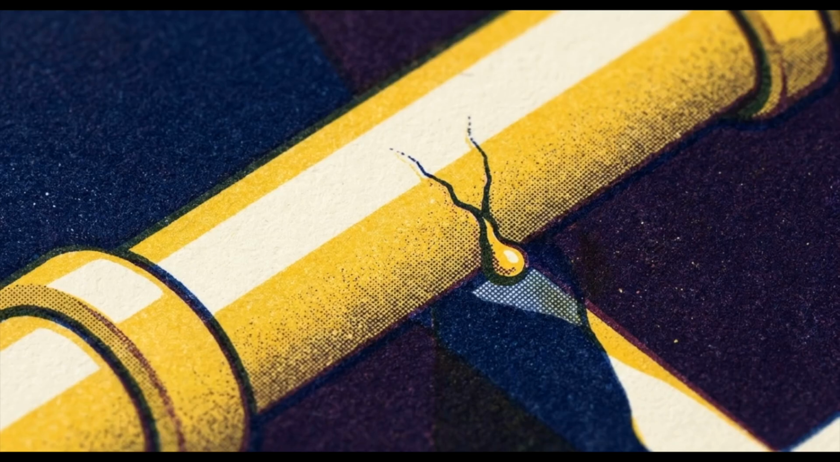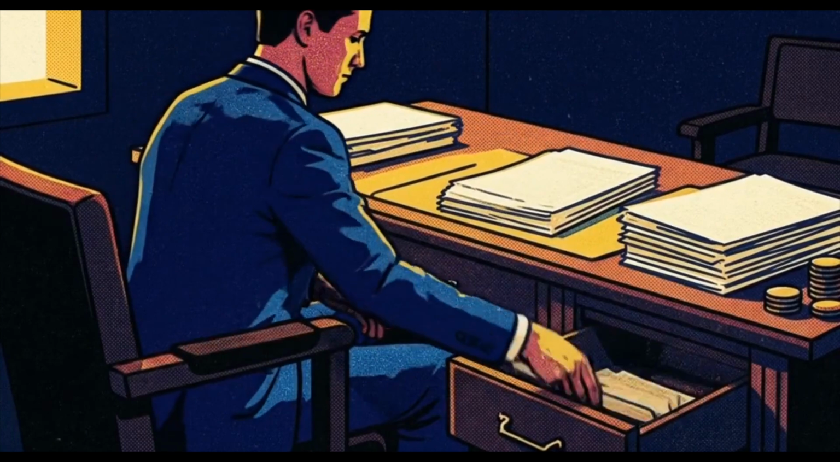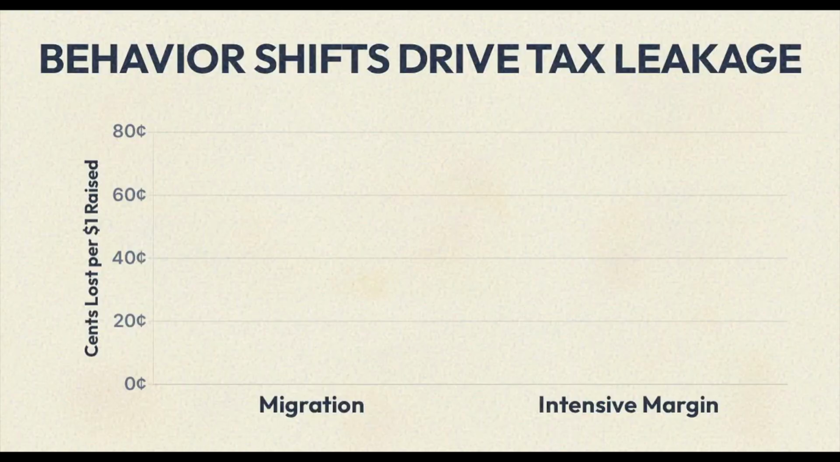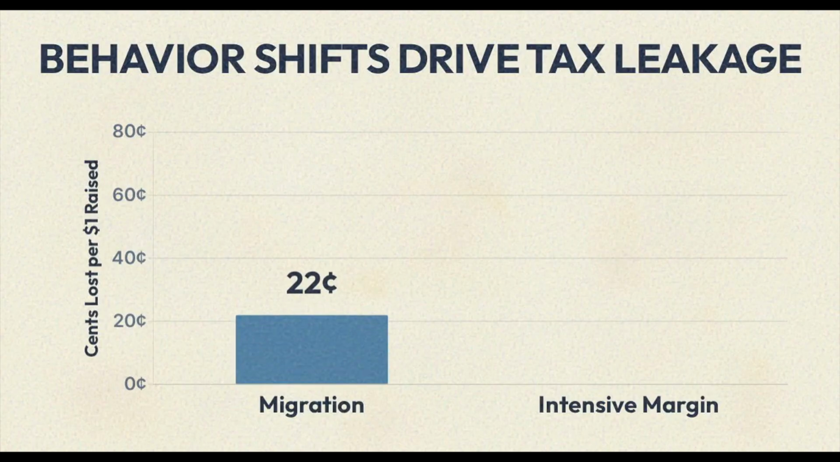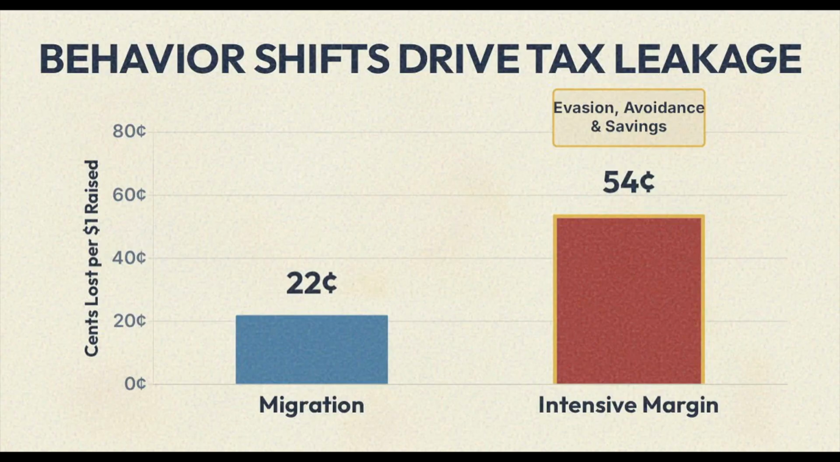These findings isolate the true source of fiscal leakage. Physical migration is a secondary concern compared to the behavioral changes of the people who choose to stay. For every $1 of revenue raised by the wealth tax, only 22 cents are lost to migration responses. In contrast, 54 cents are lost to evasion and savings changes at the intensive margin.